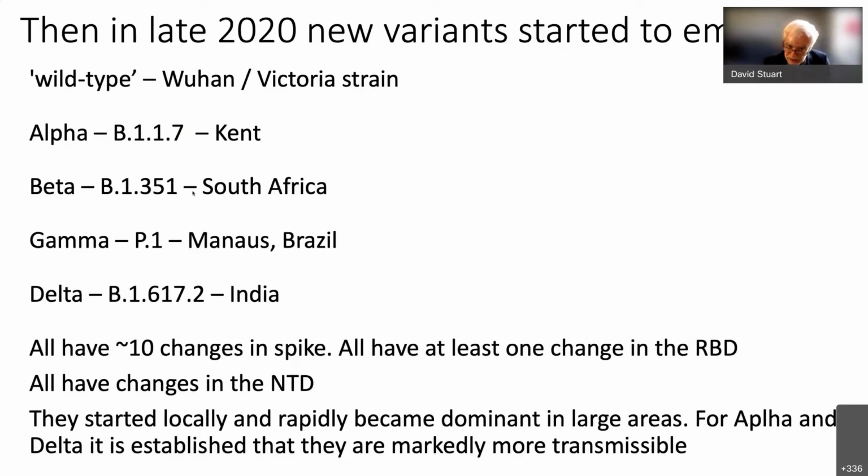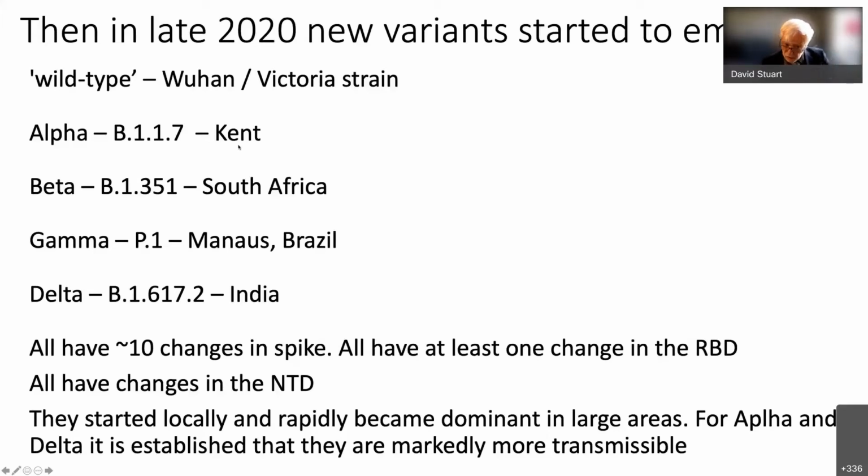But then in late 2020, new variants started to emerge. They're now called alpha, beta, gamma, and delta. Some of the slides may still have the old naming schemes on, which were very hard to follow. So I'll try and use alpha, beta, gamma, delta.